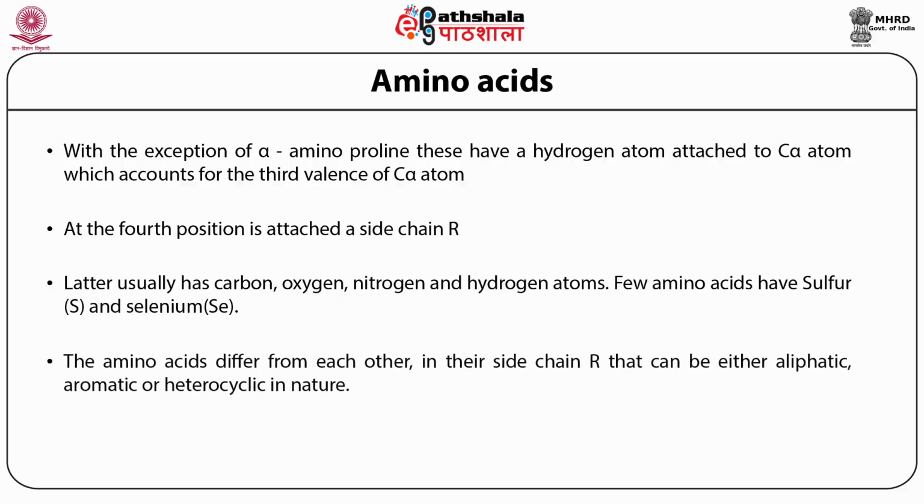The amino acids differ from each other in their side chain R, that can be either aliphatic, aromatic or heterocyclic in nature. Exception is glycine, which is abbreviated as GLY or one letter code G, which has a hydrogen atom H attached as a side chain.